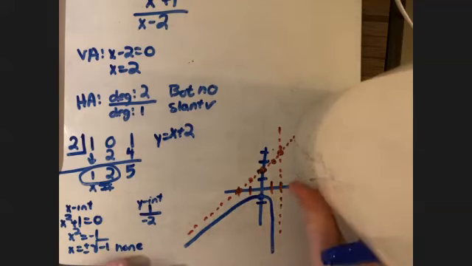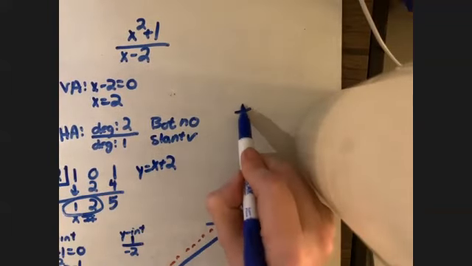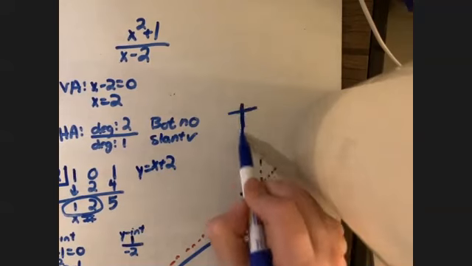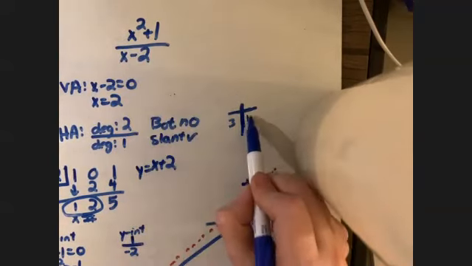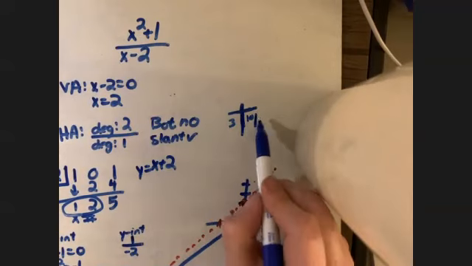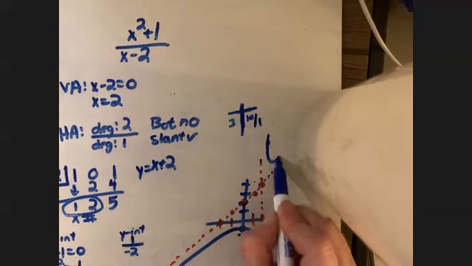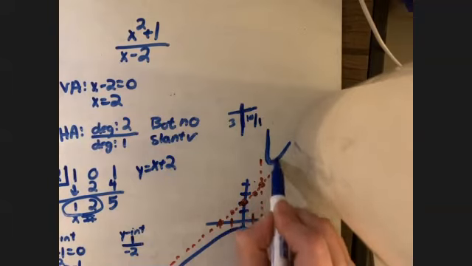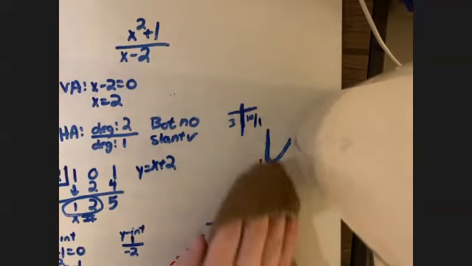Now, I still need to know what's going on over here on this other side. So that line is at 2, so I'm going to try 3. 3 squared is 9 plus 1 is 10. 3 minus 2 is 1. So that dot is going to be way up here. So the other part of this graph is probably doing like that. Okay. So there's one with a slant.